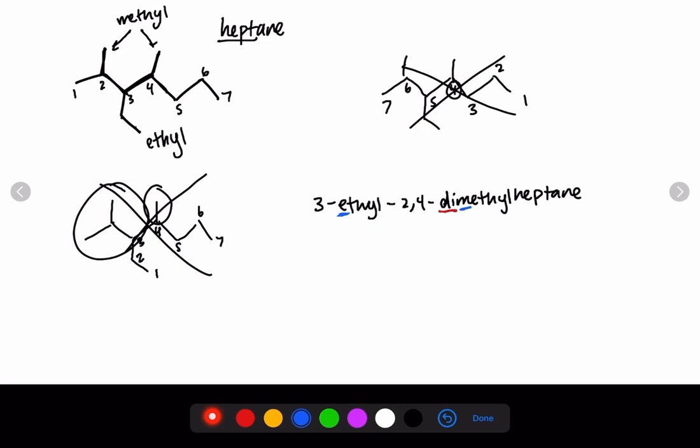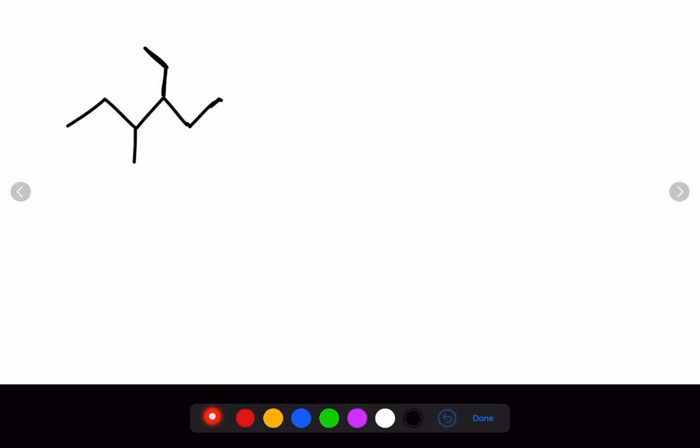Let's work on this molecule now. I see a 6-carbon chain.